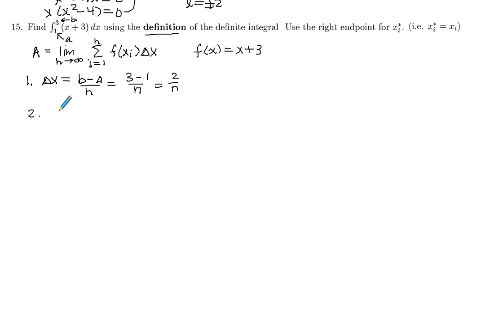Okay, step 2, we got to find our right endpoint, xi. And remember, in general, that's a plus i times your delta x. So our a is 1 plus i times our delta x is 2 over n. So that's 1 plus, multiplying straight across, 2i over n.